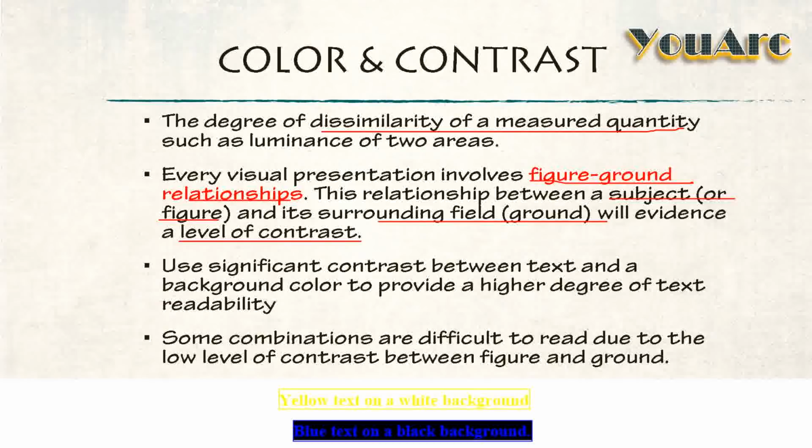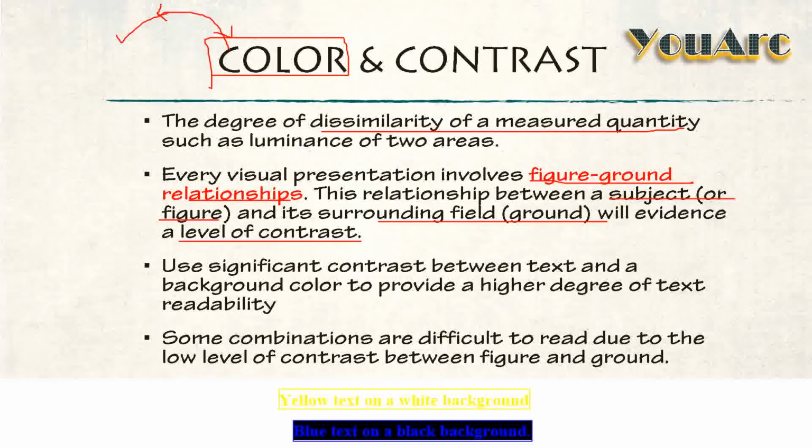What happens here is that the object or figure in front is called the figure or foreground, and its surrounding field is called the ground. So it is figure-ground. This particular written word, color, is the figure and the background is the ground. This relationship is called the figure-ground relationship.